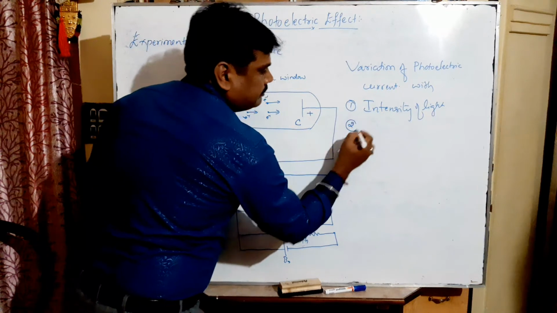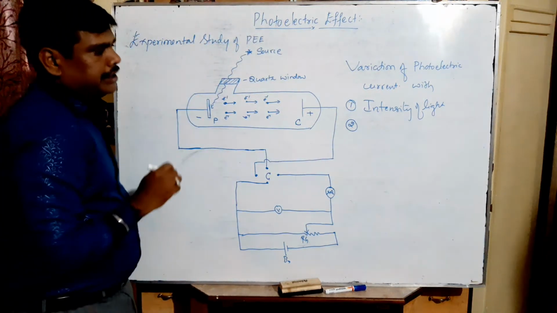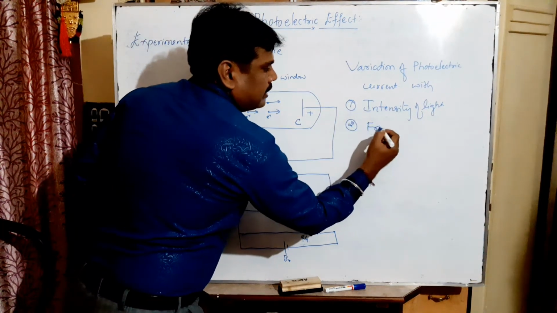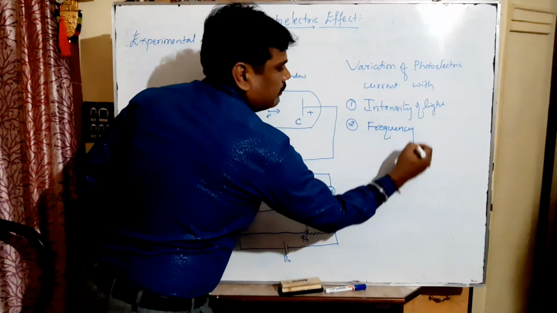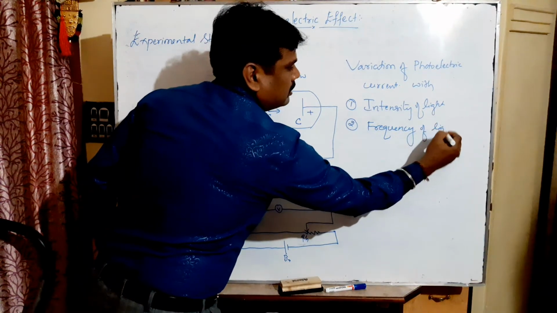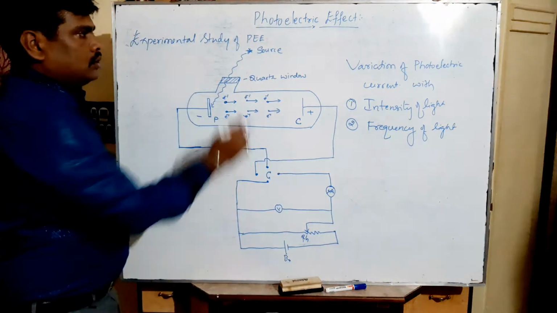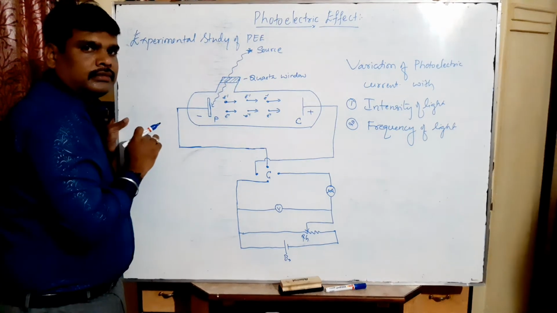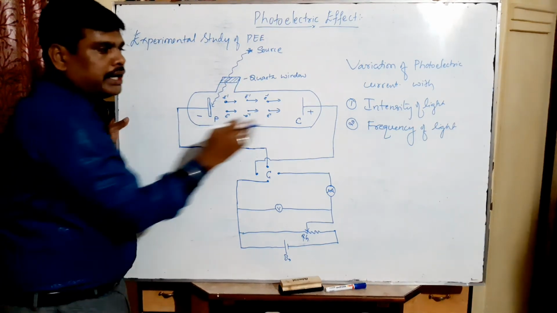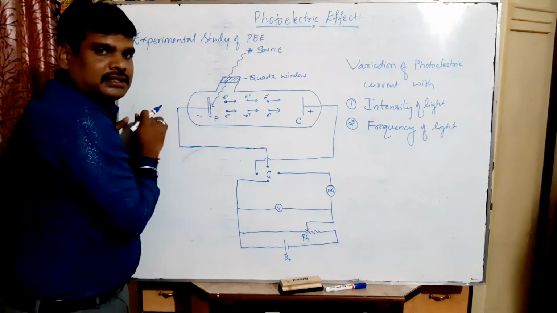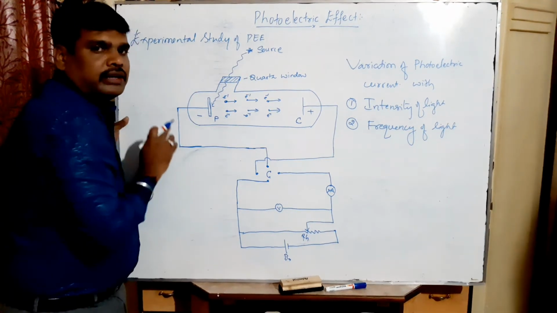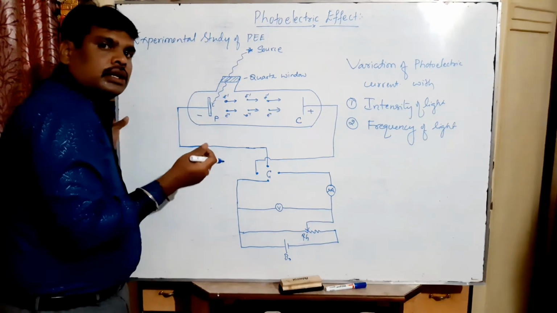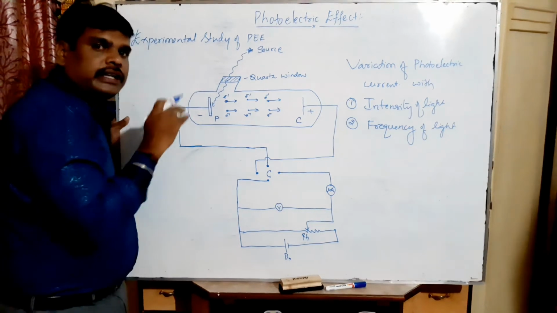Second one, with the same experimental arrangement, the variation of photoelectric current with the frequency of incident light. How to vary the frequency? Frequency means the energy. To vary the frequency, we have to use different colors. Frequency and wavelength are interrelated. Higher frequency means higher energy, which means shorter wavelength. Lower frequency means lower energy, which means longer wavelength.